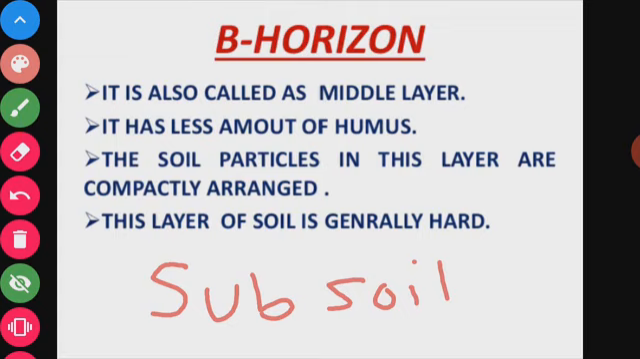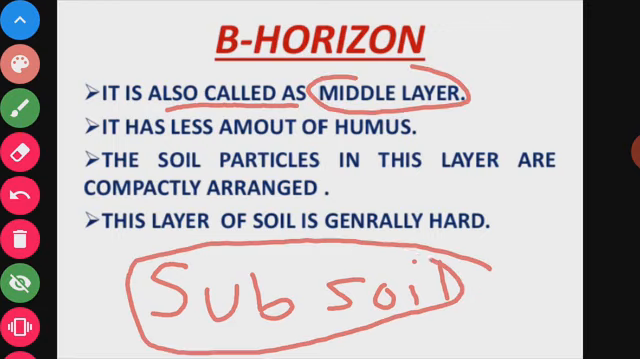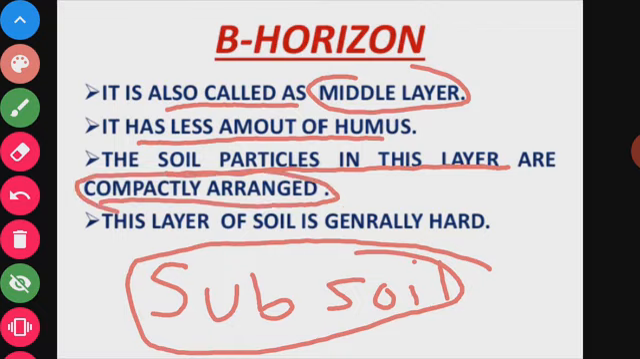It is also called the middle layer, also called subsoil. It has a small amount of humus, or we can say humus is not present. The soil particles in this layer are compactly arranged. This layer of soil is generally hard. These minerals get seeped into the subsoil with water, due to which this layer of the soil is generally hard.